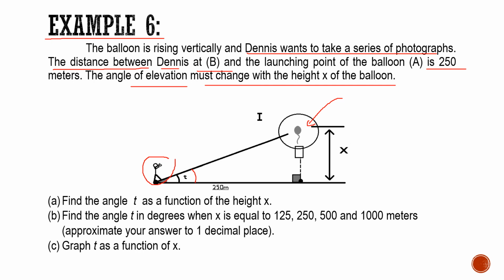So now our goal is to find the angle t as a function of the height x. Second is to find the angle t in degrees when x is equal to 125, 250, 500, and 1000 meters. Approximate your answer to one decimal place. For letter C, graph t as a function of x. So we're asked to graph the function of x.